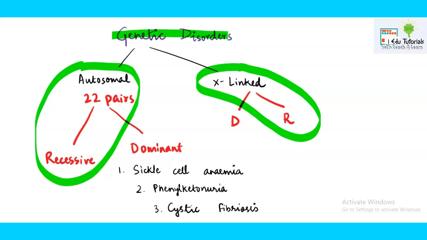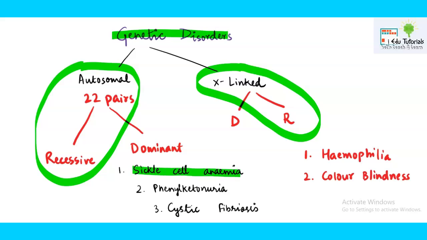The X-linked recessive diseases are hemophilia and color blindness. We will be talking at length about sickle cell anemia and hemophilia.